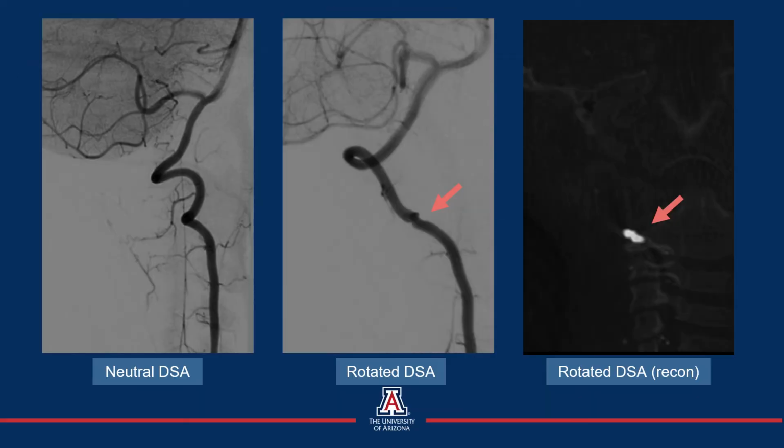This is a side-by-side comparison demonstrating neutral versus rotated head positioning, again showing transient positional vertebral artery caliber irregularity. Tightly windowed reconstructed image from the DSA shows the same findings.